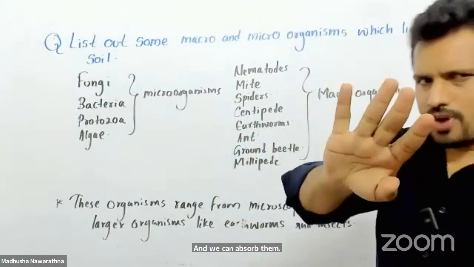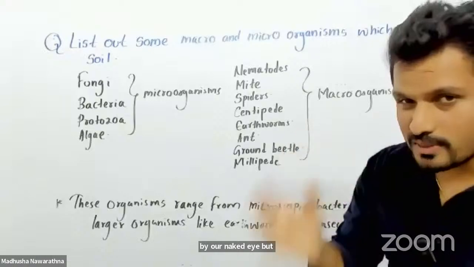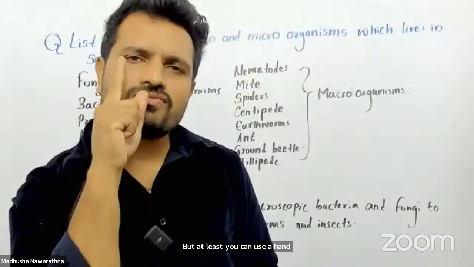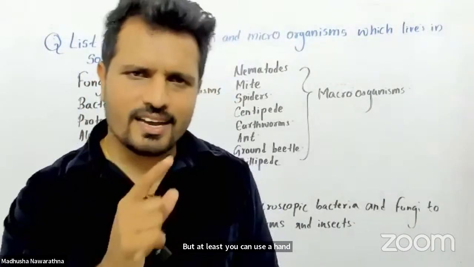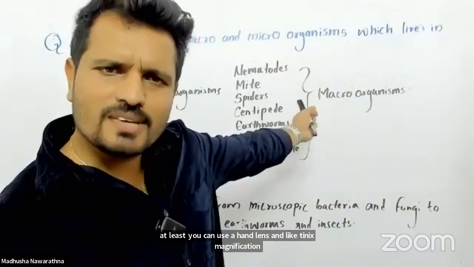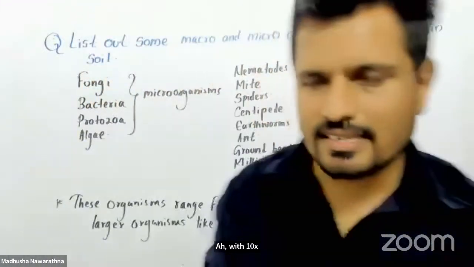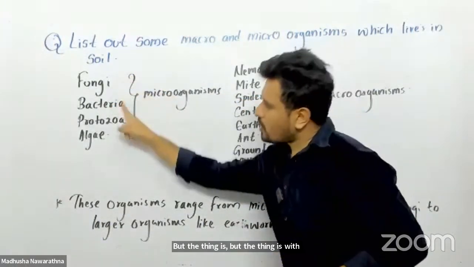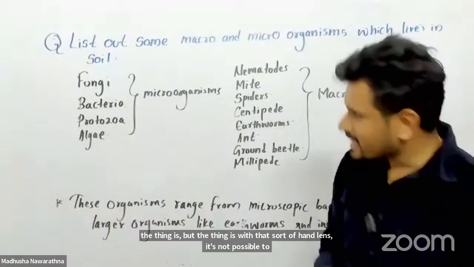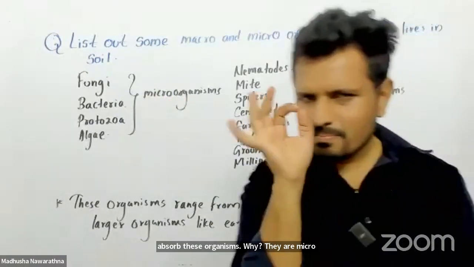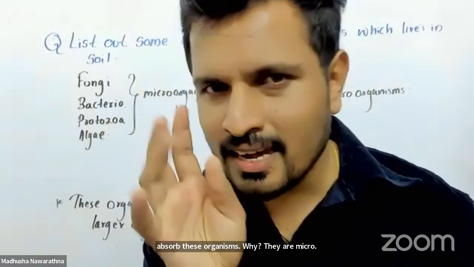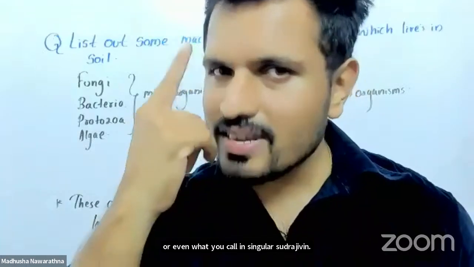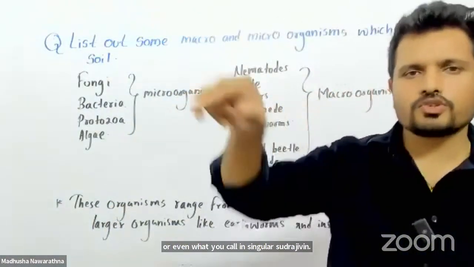But if not, just imagine eyesight is not that good. But at least you can use a hand lens with 10x magnification. With 10x magnification, you can enlarge these organisms and observe. But with that sort of hand lens, it's not possible to observe these organisms. Why? They are micro. Microorganisms, or what we call in Sinhala, Shudra Jivin. With our naked eye, it's not possible to observe them.